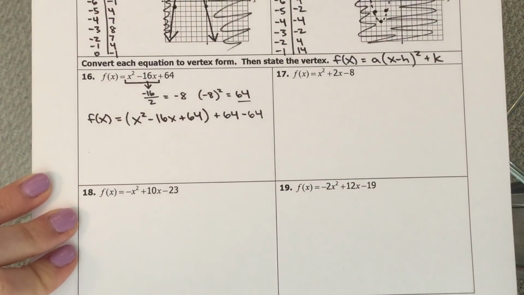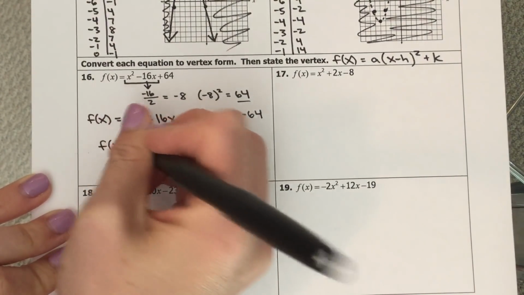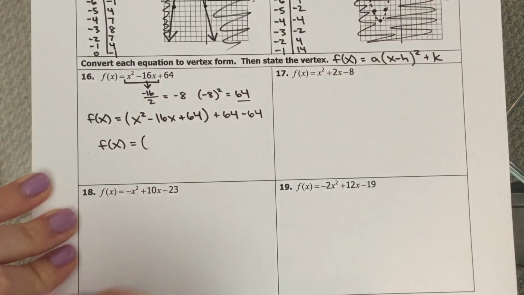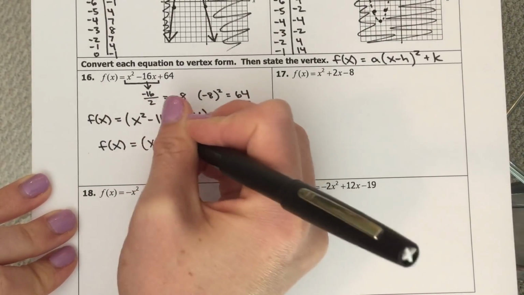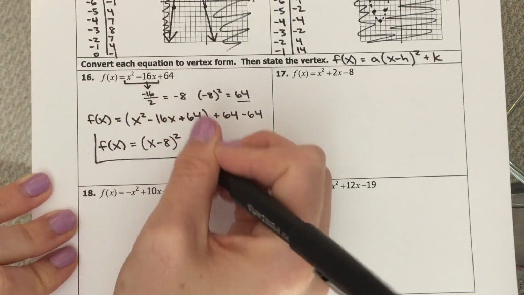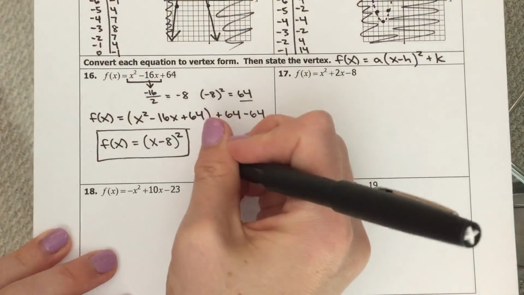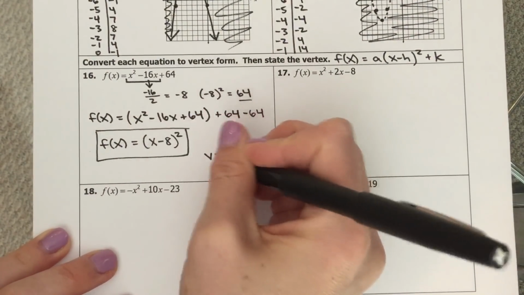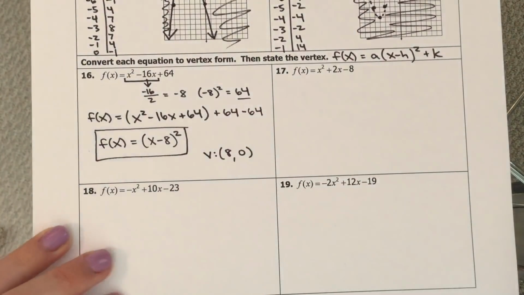Okay, last step, factor the trinomial and then simplify the end of the equation. So if I factor the trinomial, multiplying to 64, adding to negative 16 would be negative 8 and negative 8. So I write it in this squared form, and then that just ends up being 0. So you don't have to write the plus 0 for an equation like that. State the vertex. The vertex is the opposite of this number, so positive 8, and then the number on the end, which if there's nothing written, would be 0.